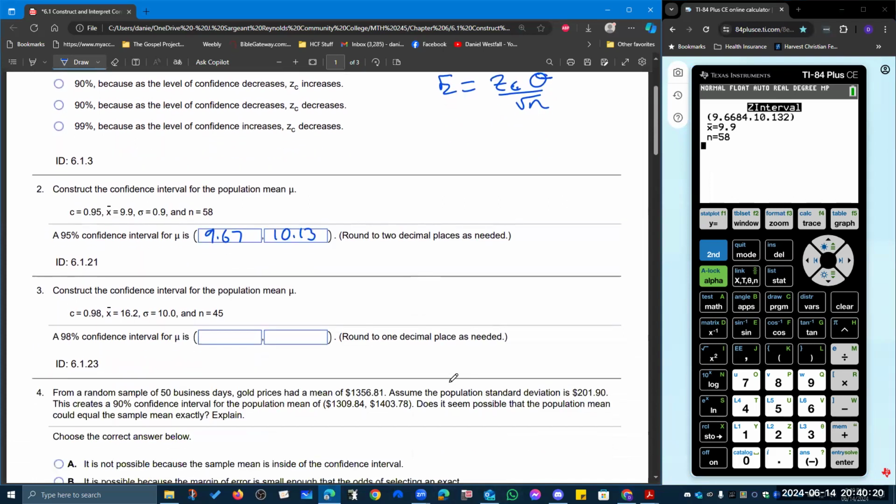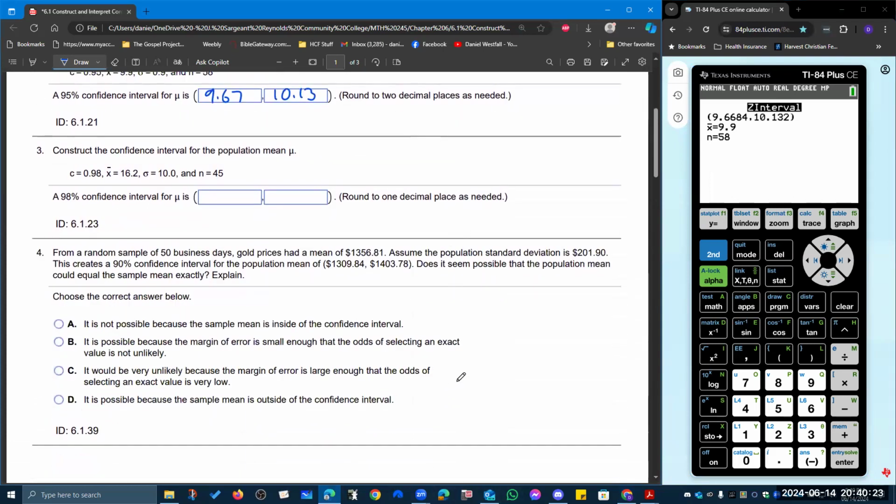Let's look at our next one. Let's construct the confidence interval for the population mean when sigma is known, and sigma is 10.0. X bar is 16.2. N is 45. And C is 0.98. And 1 decimal place here, so 12.7 to 19.7.